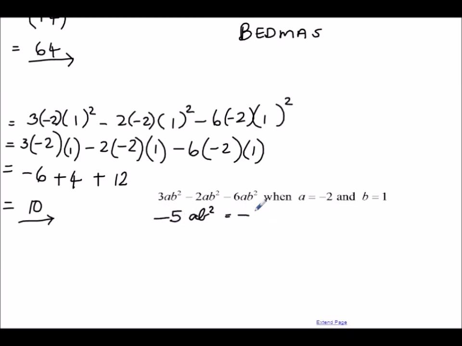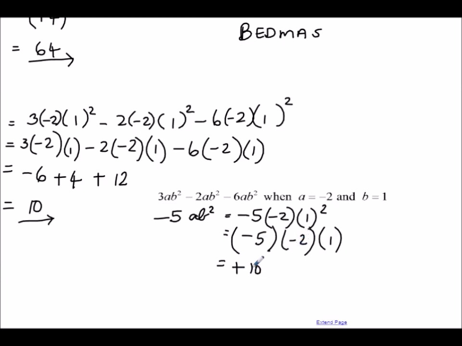So then I could have gone negative 5, a is negative 2, b is 1, and I'm going to square it. So that would be negative 5 multiplied by negative 2. 1 to any power is 1. And now I multiply signs. A negative times a negative is positive, or an even number of negatives will give me positive. 5 2s are 10. 10 times 1 is 10, which equals 10. So either way, you still get the same result.